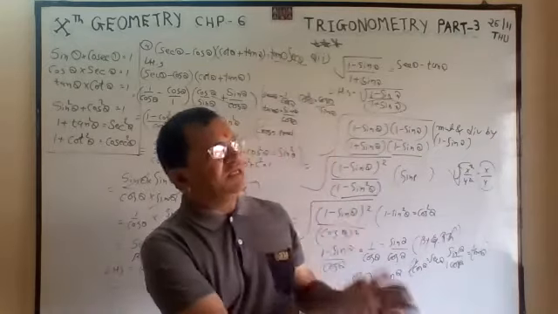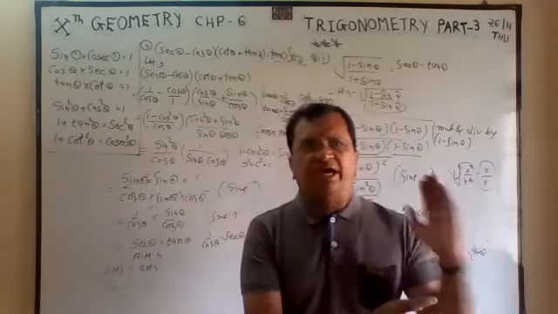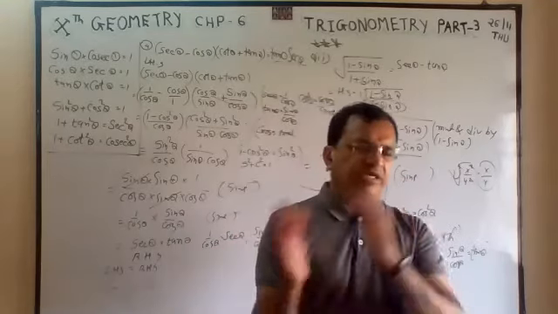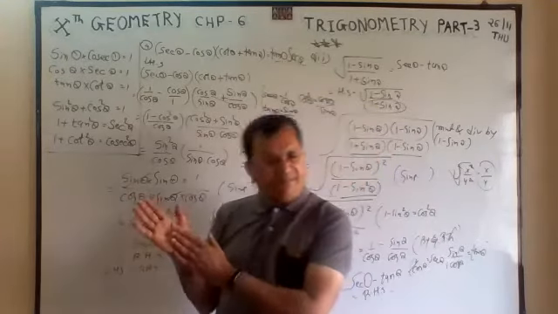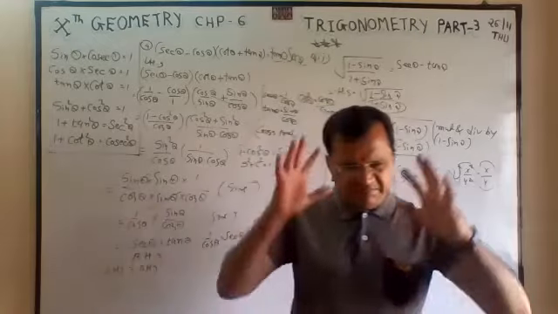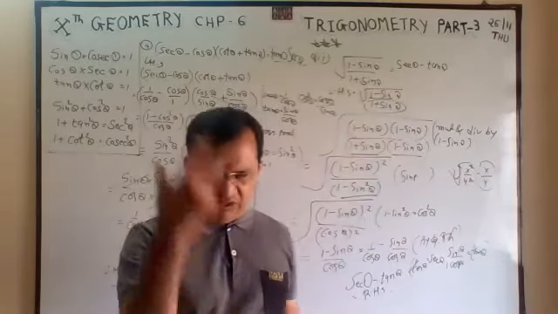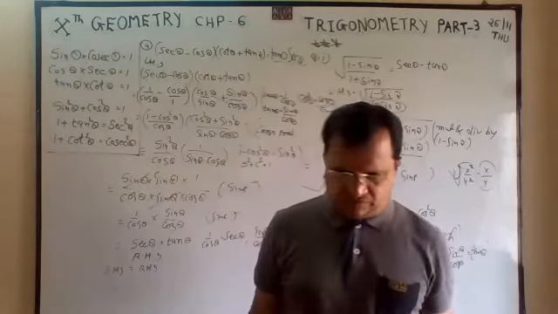2 ratios are basic, sine and cos, because adjacent by hypotenuse, opposite by hypotenuse. Then the rest are dependent. This is the basic of trigo. From zero, I have introduced trigo.